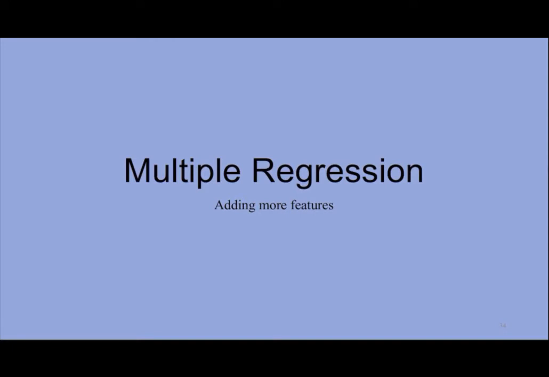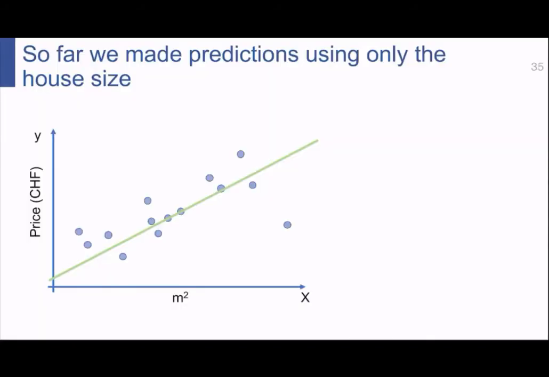Welcome back. Previously, we saw how to create a model of linear regression using one feature, one column, and one output. Now we are going to see how you can add more of these features, which is called multiple regression. So we have seen how to use the house square footage or square meters in order to predict the price using this linear model that we have learned.